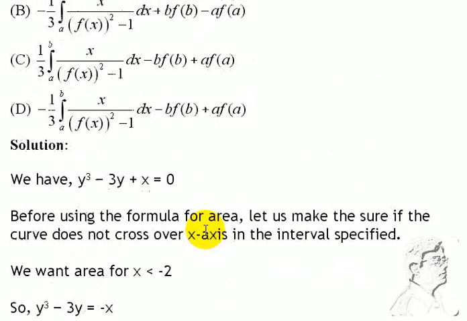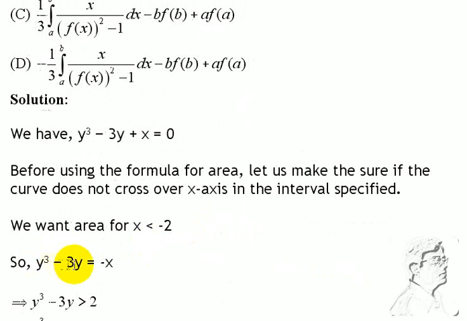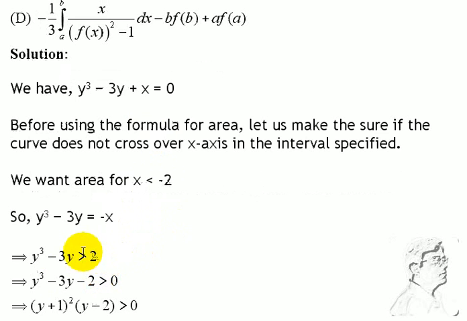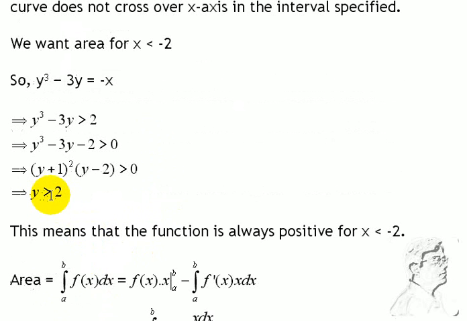So we make use of y cube minus 3y plus x equal to 0, which means y cube minus 3y is minus x. When x is less than minus 2, we get y is greater than 2. That means y is always positive for x less than minus 2. If y is always positive, then we can use the formula integral a to b y dx.